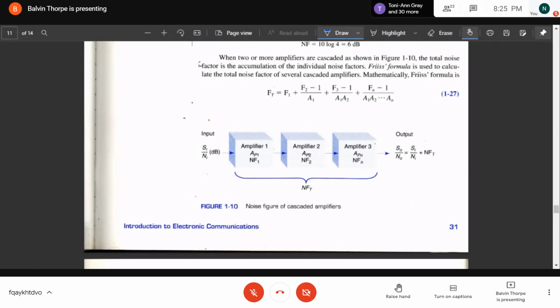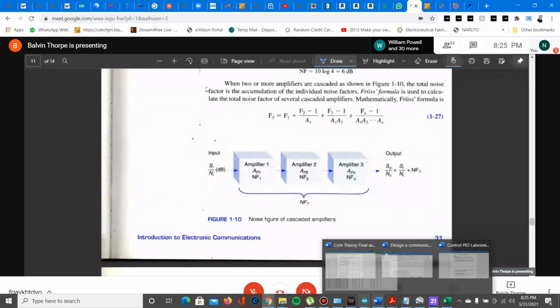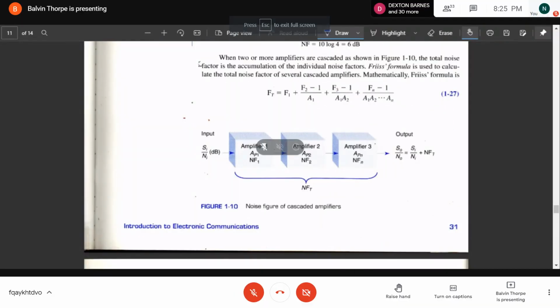So you realize in figure 110, you're applying the input signal and input noise, and you can measure the signal to noise ratio right then and there. And then that signal is inputted, amplified again, and outputted as the input cascaded to amplifier number 3, and so on and so forth.